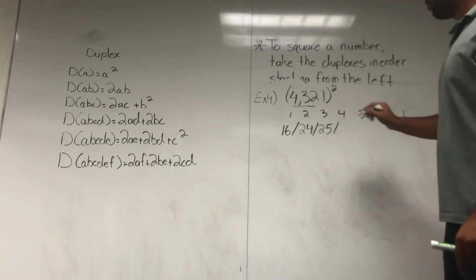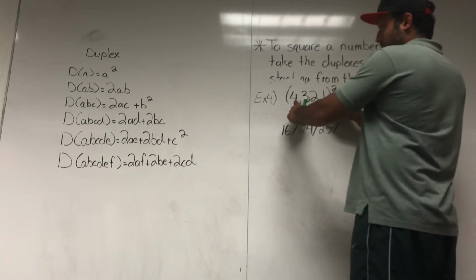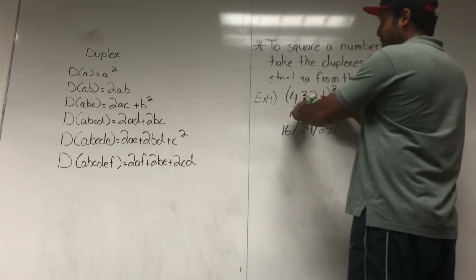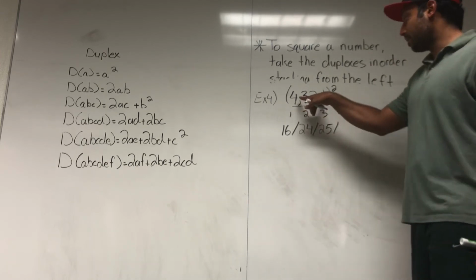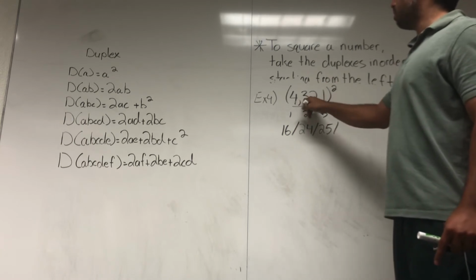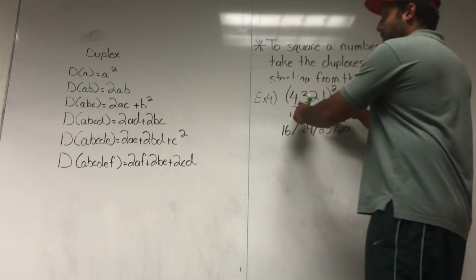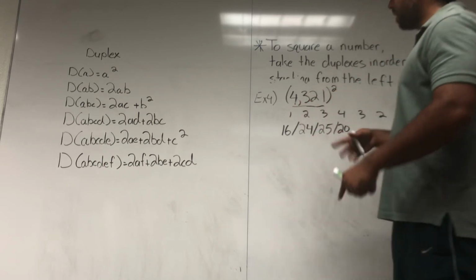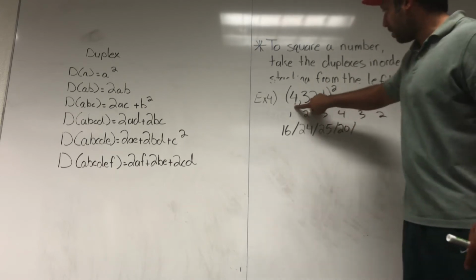Now, the duplex of a 4-digit number, not that hard. This times this is 4 times 1. Then I have to double it, so I get 8 plus 3 times 2 is 6. 6 doubled is 12. So I have 8 plus 12, and I get 20. You could, of course, do this also, guys. 5 plus 5 is 10, then you just double it, okay? So we've done 4. Now we're at the right 3 digits, 3, 2, 1.